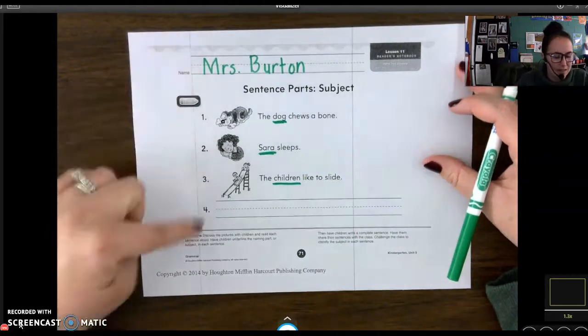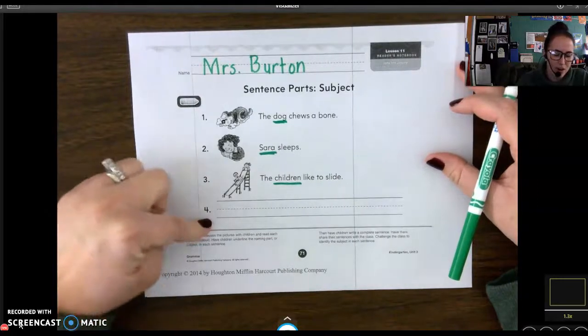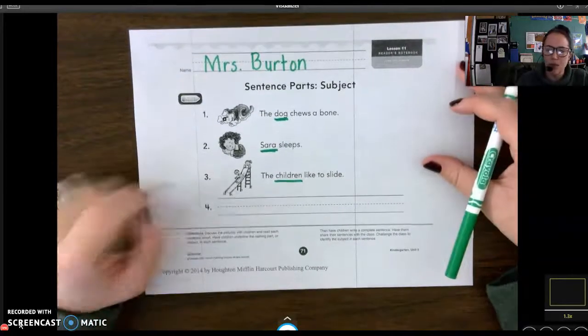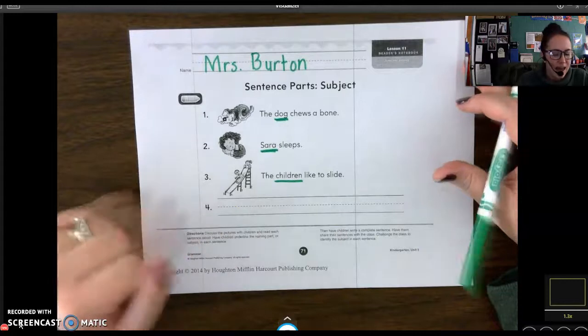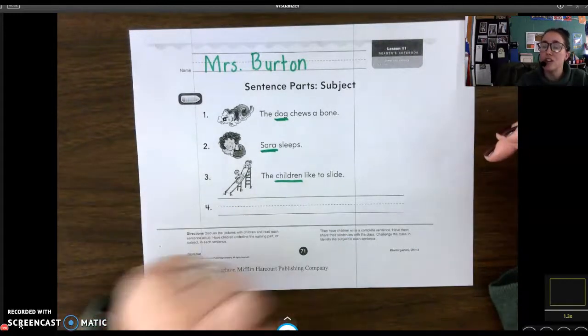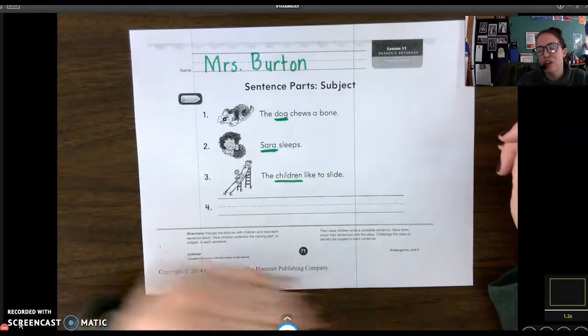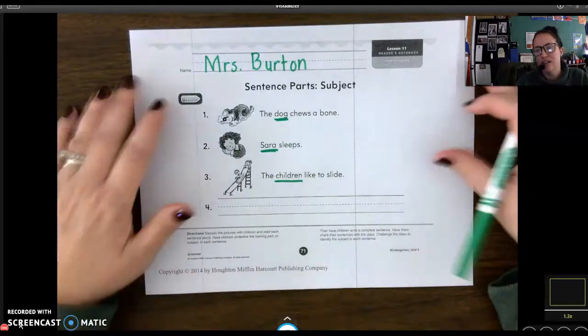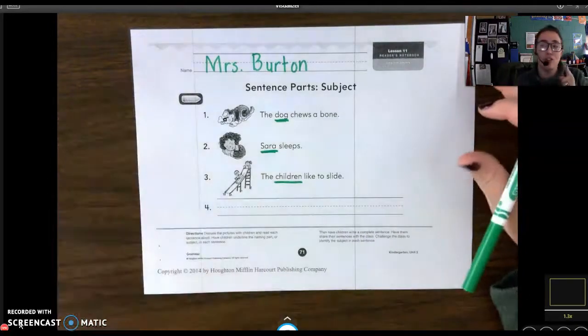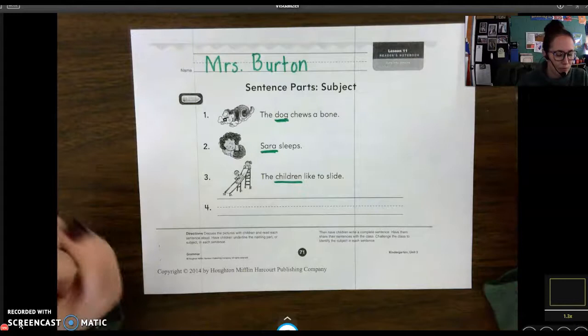All right, you're going to do this last part on your own. We've been doing this together, but I want you to think of a sentence. It can be a short sentence, a long sentence, and you're going to write it, and then you're going to decide what the subject of your sentence is, who or what is your sentence about, and you're going to draw a line under the word that tells the subject. So I'm going to do one as an example, and then you're going to come up with your own, okay?